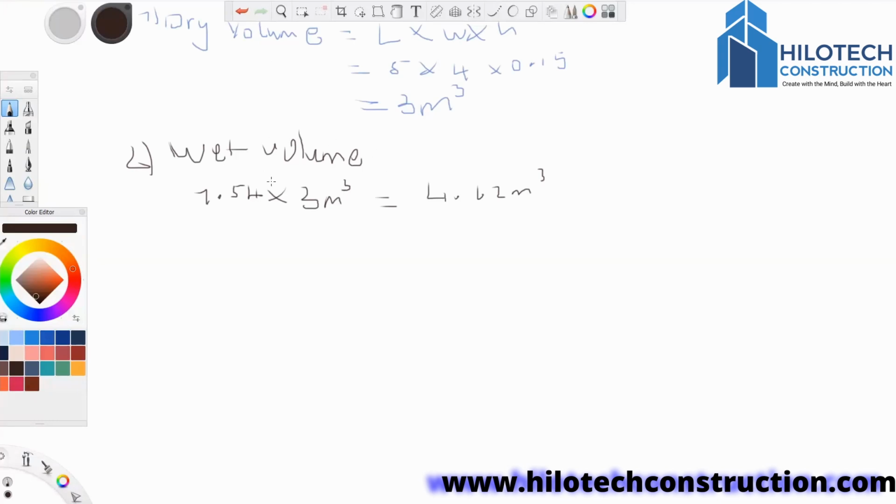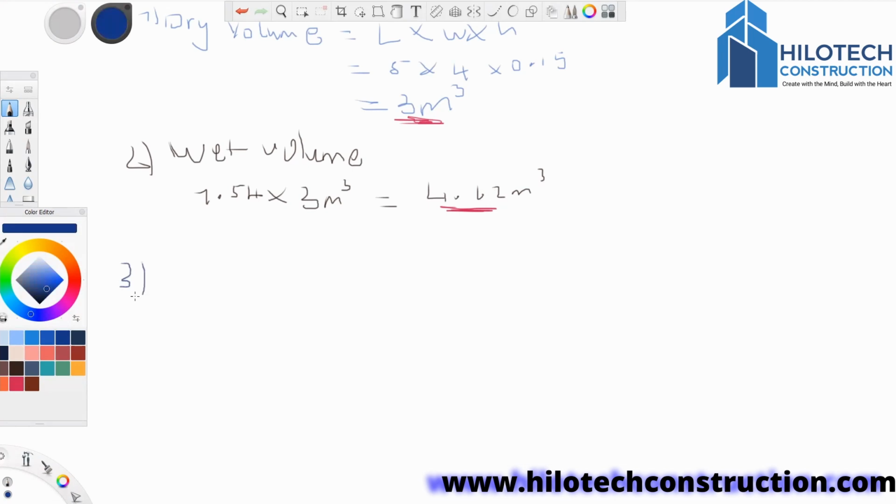From this wet volume, we can now accurately calculate the number of bags, or rather the volume of cement that is actually going to get into this mix, and not from the dry volume. This is a mistake that some people make. They always calculate from the dry volume, but actually you have to calculate from the wet volume. That is really to be accurate.